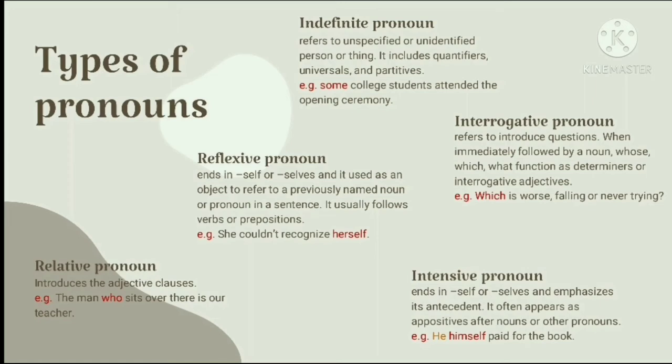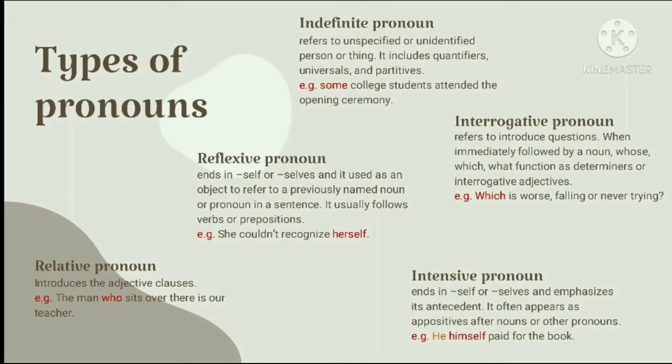Next is reflexive pronoun. A reflexive pronoun ends in -self or -selves, and it is used as an object to refer to a previously named noun or pronoun in a sentence. Reflexive pronouns usually follow verbs or prepositions. Okay, this is an example of it. She couldn't recognize herself. The word herself here is the reflexive pronoun.